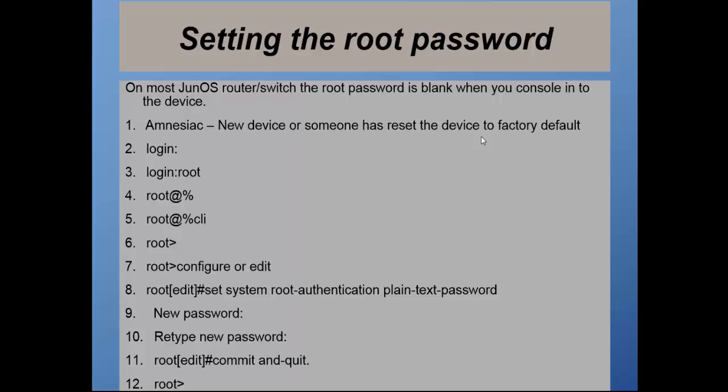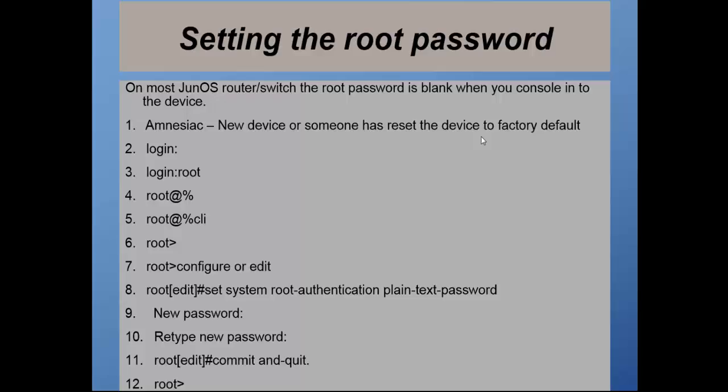To set the root user password, we need to go into the configure mode. In step 7, we can either enter the command configure or edit. In step 8, the command is set system root authentication plain text password. The system will ask us to enter the password twice. When we're finished entering the password, we will enter commit and quit. This will save the changes that we've just made, and it will take us back into operational mode.